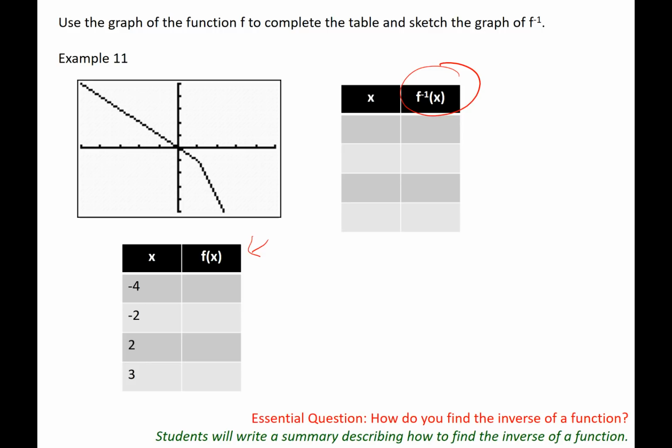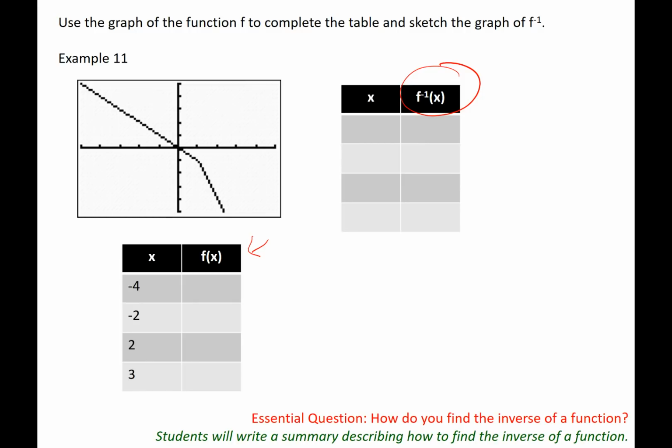All right, so we're going to use the graph of the function f to complete the table and sketch it for f inverse. So really all I need to do is if I find the x and y values or the coordinates for f, all I have to do is switch them to graph f inverse. So I'm going to, I happen to pick some values. You don't have to pick these, but I would find some x values that are easy to find on the graph. So I'm going to start with -4, and I'm going to trace the graph until I hit that on the graph, and then I'm going to find the y value.